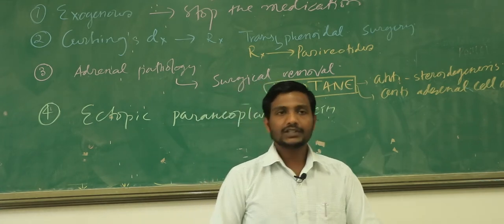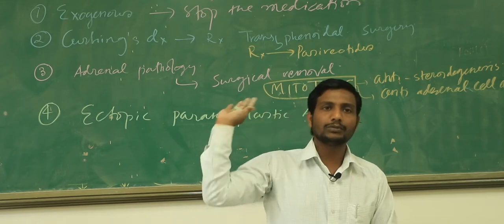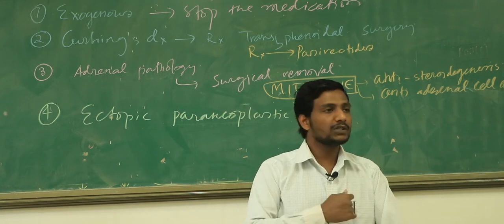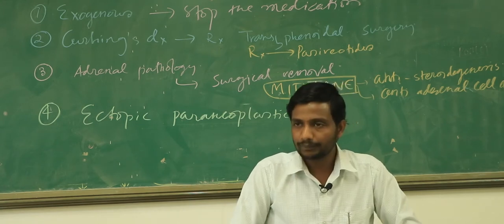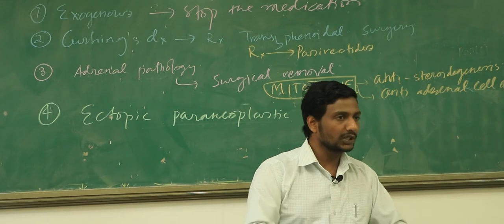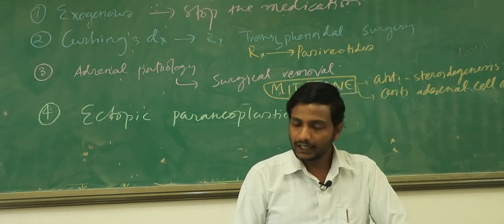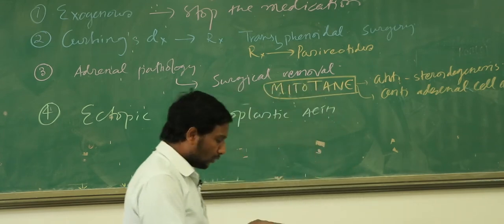If it is a thyroid medullary cancer, then the best treatment is to remove the thyroid gland. Thyroidectomy is the best treatment. If it is a small cell lung cancer, then the best treatment is chemotherapy. So it depends upon what is producing the ectopic ACTH, and the treatment can be done on that basis. Got the idea?